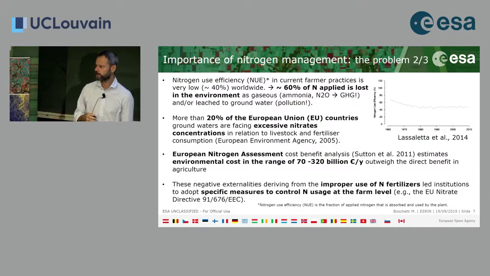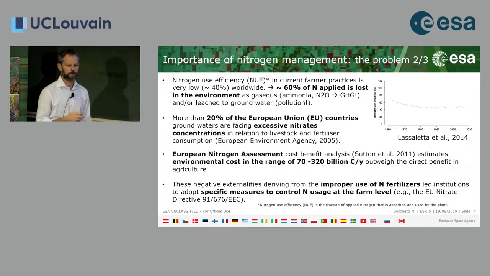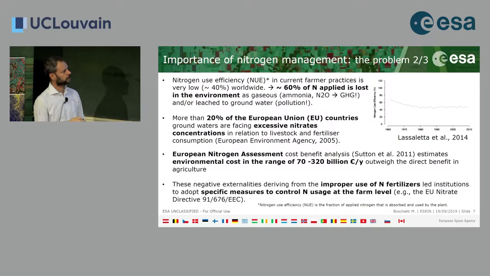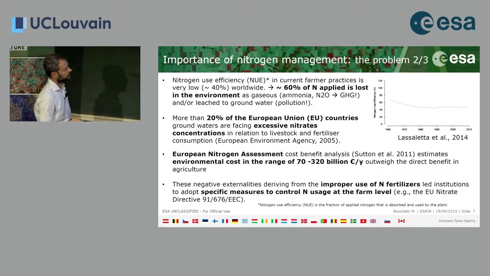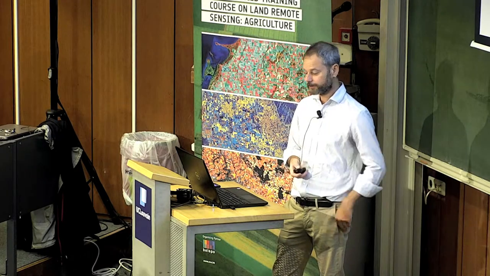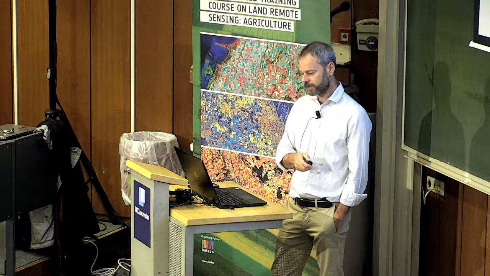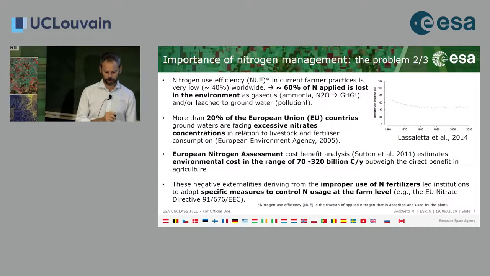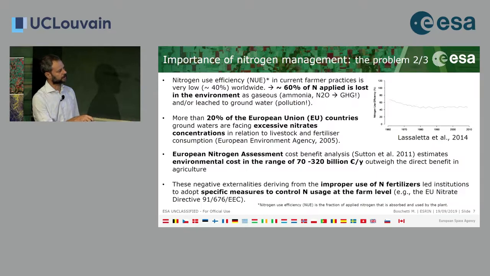To give you an idea, in Europe, 20% of the European Union countries are having problems with nitrogen pollution in the water. So this pushed Europe to have a law, called the nitrates directive, by the environmental agency. What is extremely important is that this balance of the usefulness of nitrogen in fertilization and the externality that it provides in the environment was assessed by the European Environmental Agency, and it is not even convenient. So the environmental costs are in the range of 70 to 320 billion euro per year, which outweigh the direct benefit in agriculture. So this is an extremely important topic that pushed to create a directive, the EU nitrates directive, to manage this situation in the best way.